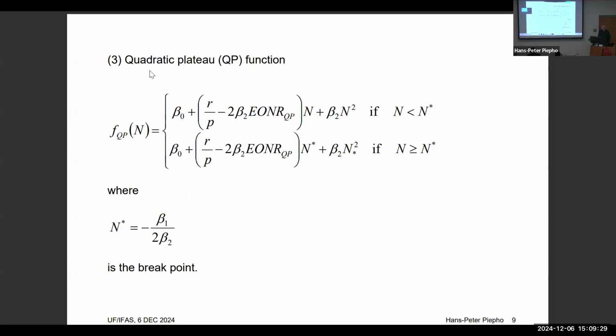And then the quadratic can be modified into the quadratic plateau function, where you have a quadratic arm, and then where it reaches its maximum, it then levels out into a plateau. And then we can do the same kind of thing and have this definition here. You've got a two-part definition there, where the first part is where nitrogen is below the breakpoint, the amount of nitrogen that you put on. So N star is the breakpoint.